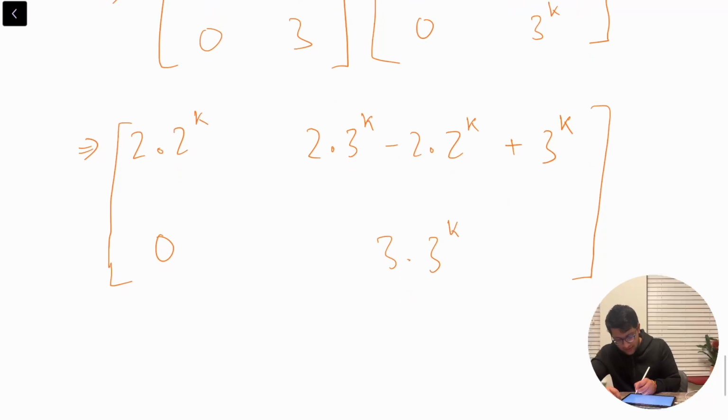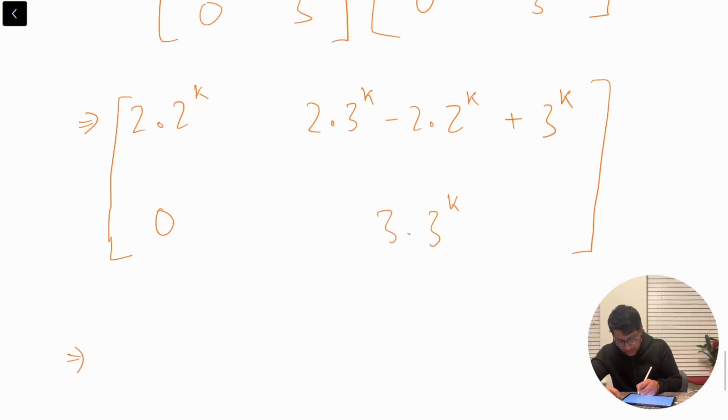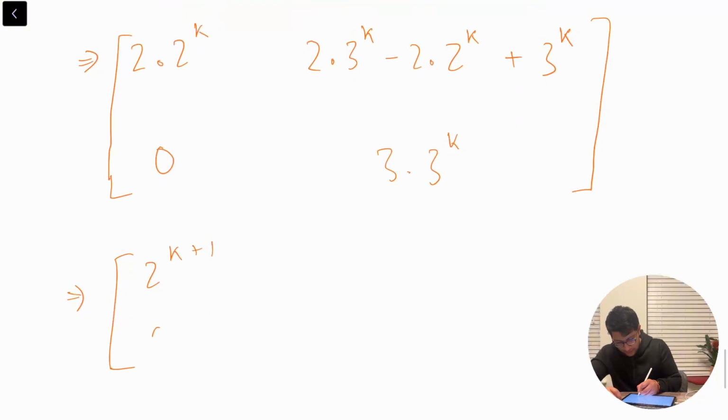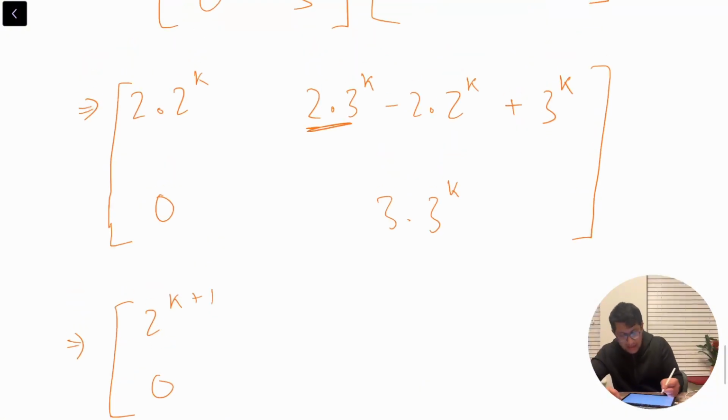So I hope you can already see where this is going. 2 times 2^k is nothing but 2^(k+1). 0 remains 0. We can add this 2 times 3^k plus 3^k. That's 3 times 3^k, which is 3^(k+1) minus 2^(k+1), and 3^(k+1).